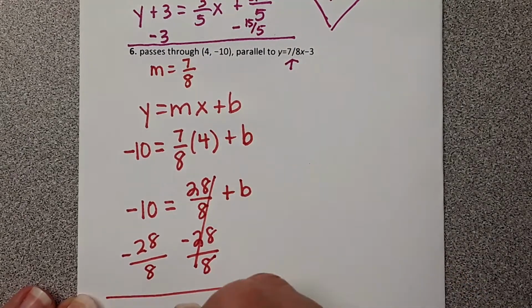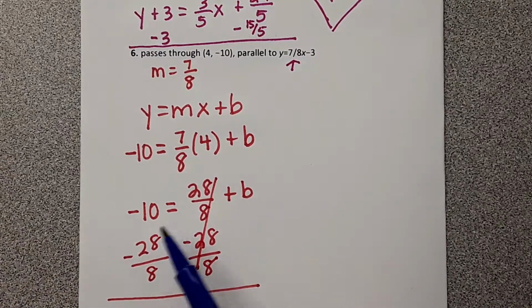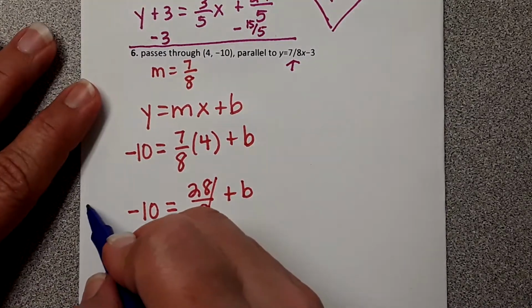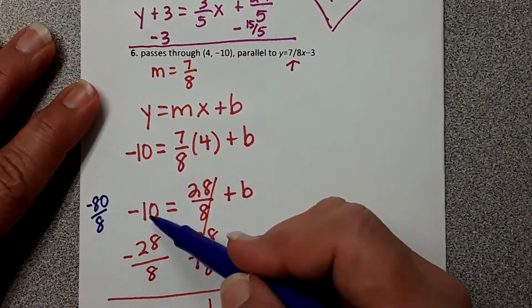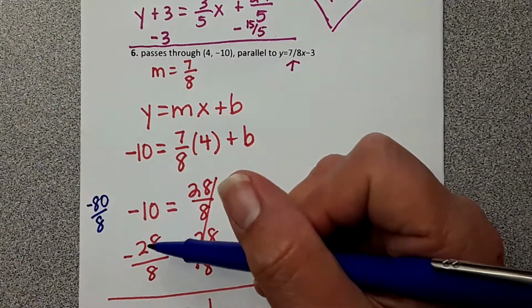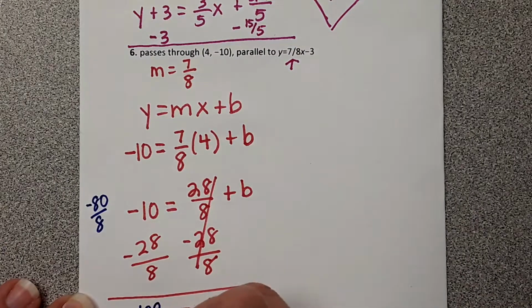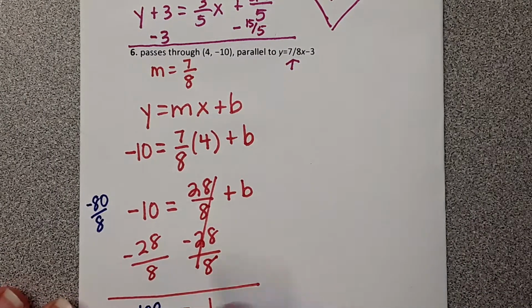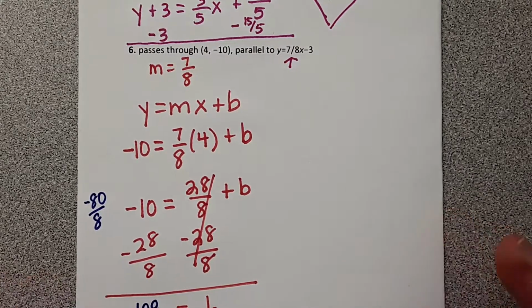These cancel out. So, I'm just going to rewrite negative 10 as negative 80 over 8, because negative 80 over 8 is negative 10. So negative 80 minus negative 28 is actually negative 108. Do you guys feel like we should reduce that? Is that what you said? I think so too. So what is it?